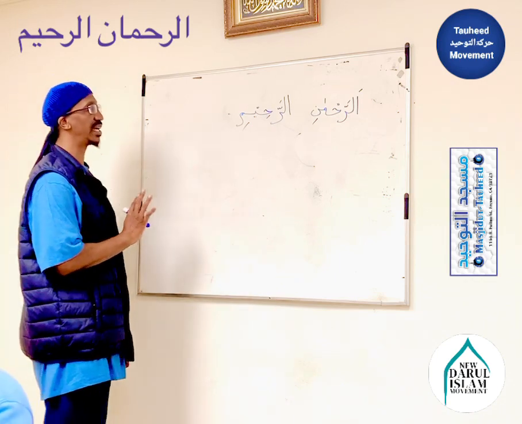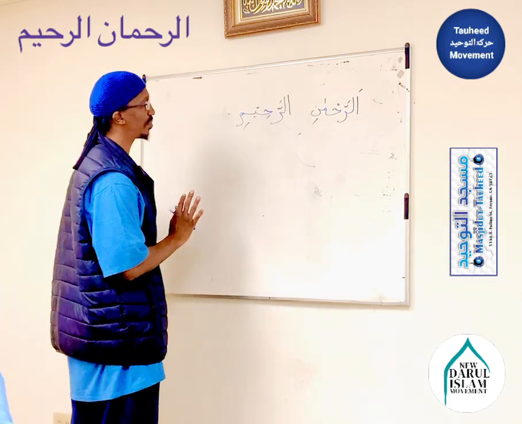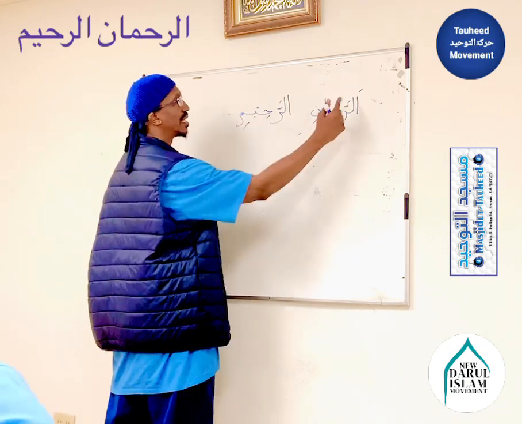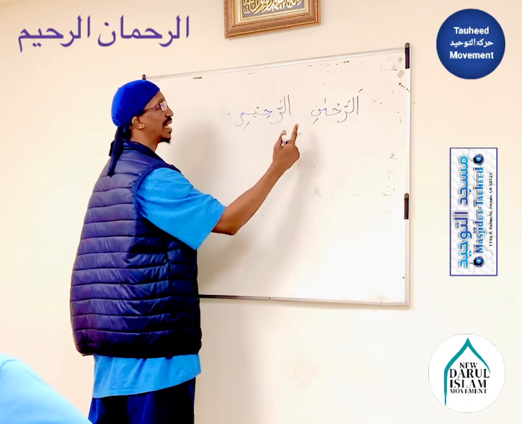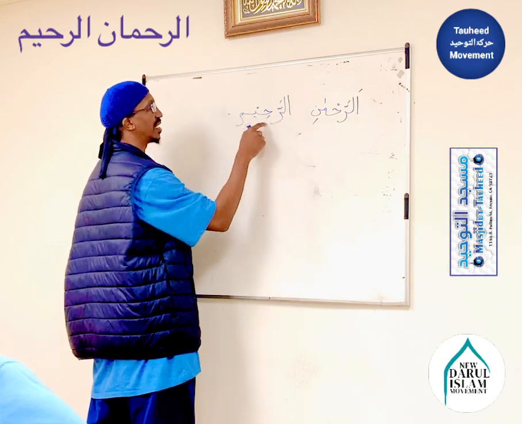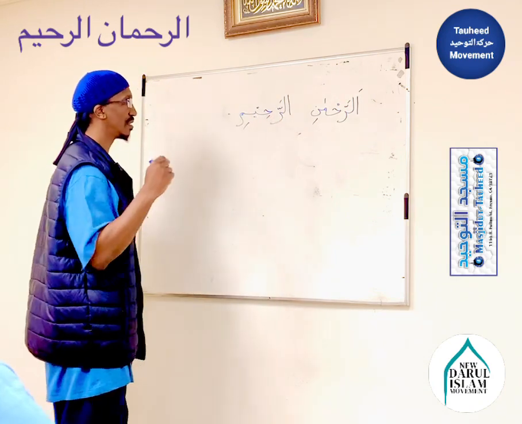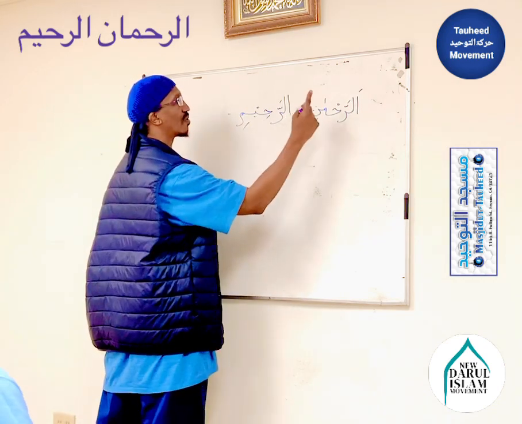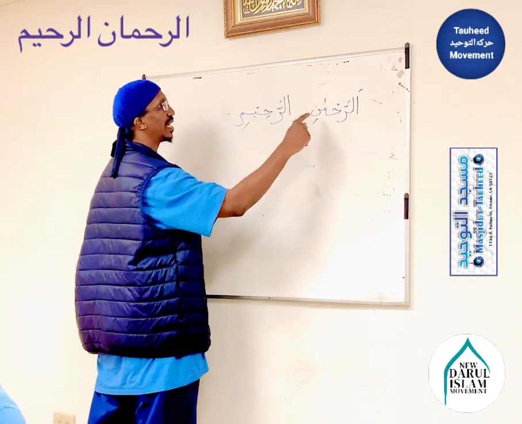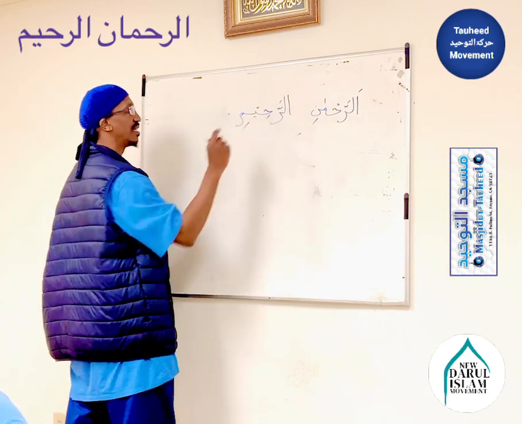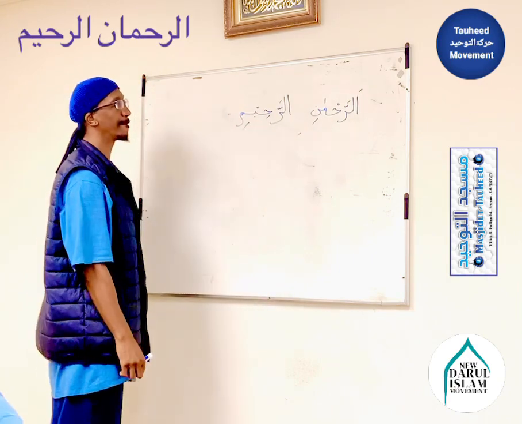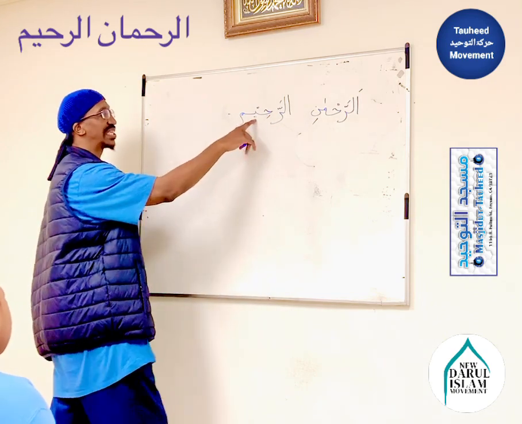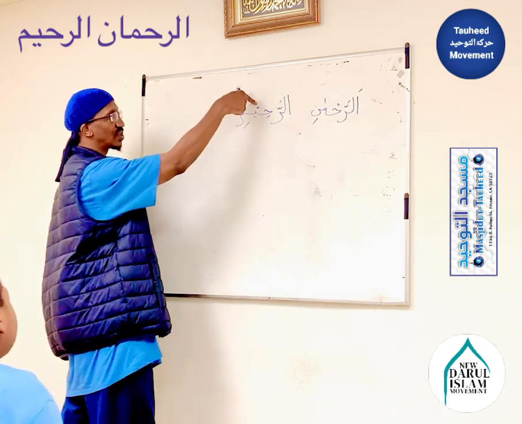He. Okay. So now, everybody repeat after me, we're going step by step. Ar-Rahmaanir-Raheem. What's the next letter? Ya. What's on top of the Ya?